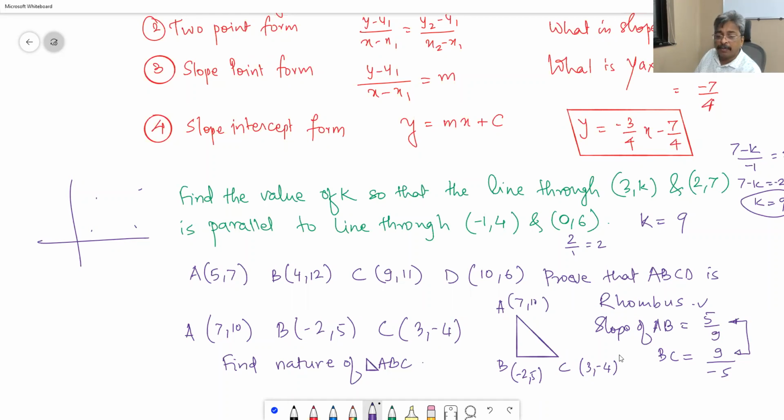If two lines are perpendicular, and the slope of one line is m1 and the slope of the other line is m2, then what is the relation between m1 and m2? We will discover that in the next lecture. That is where we stop for the day.